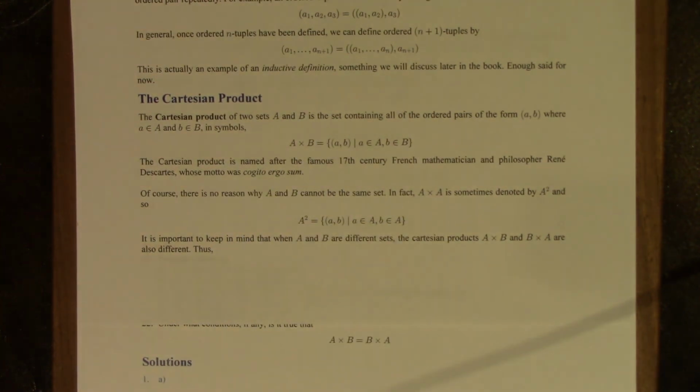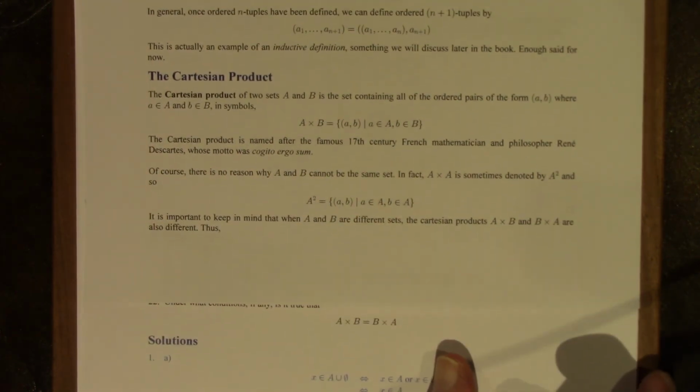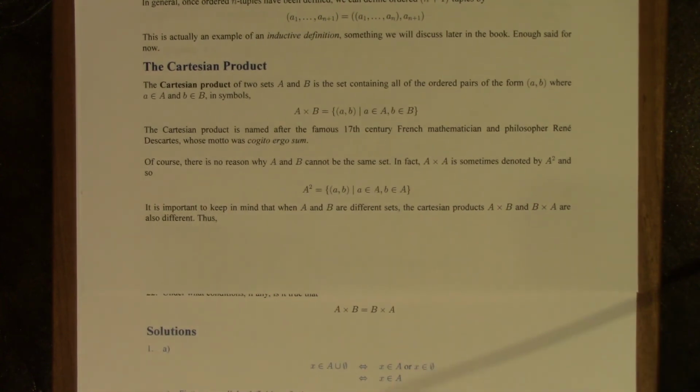Cartesian products are named after a very famous mathematician from the 17th century, French mathematician and philosopher René Descartes. His motto was cogito ergo sum. Definitely worth looking up. It applies, in fact, to all of you who are studying this course.